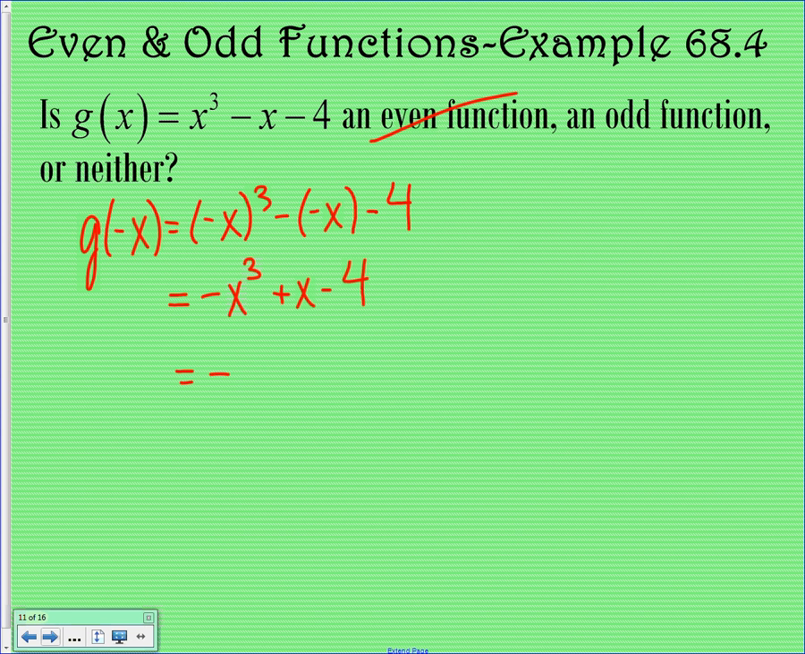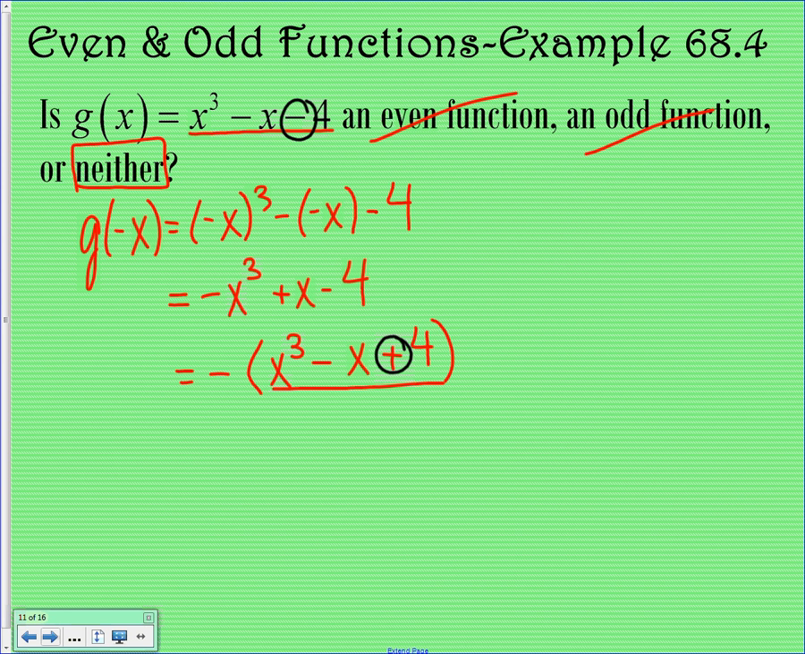Let's pull out a negative and see if it's an odd function. So I have x cubed minus x and plus 4. Well, is this identical to this? No, because we have a little positive 4, but up there we have a negative 4. So that means it is not an odd function, therefore it has to be neither. Okay, so since this is not exactly the same, even that little bitty sign changes it. It is no longer an odd function, it is a neither function.